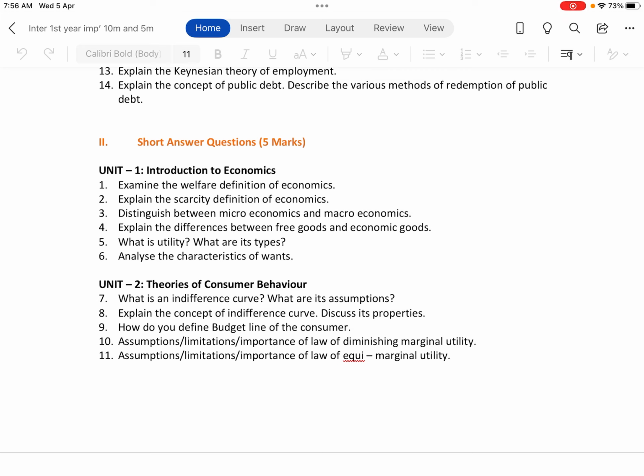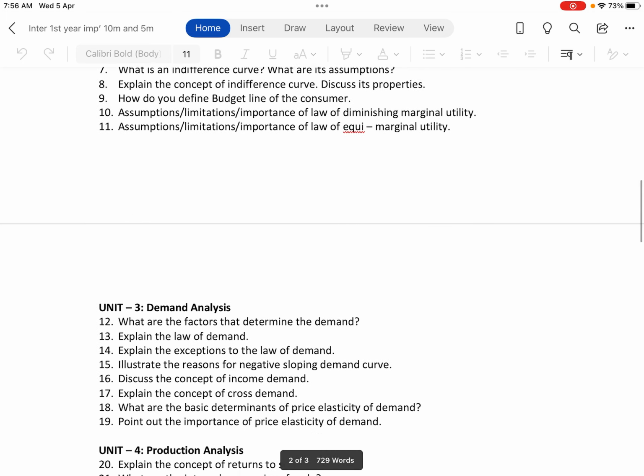That is, any one part of both the law of diminishing or the equimarginal utility can be asked. If you are asked to explain the law of diminishing marginal utility, what are its assumptions? That means you just have to write the meaning statement of the law of diminishing marginal utility and only the assumptions. Or the question can be explain the limitations of the law. So like that, any one part will be asked for the 5 marks of both law of diminishing marginal utility and equimarginal utility.